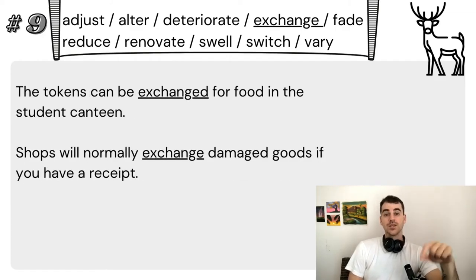Exchange. The tokens can be exchanged for food in the student canteen. A token is like a coin, it's like money. You can give it to someone and they'll give you food. It's an exchange.